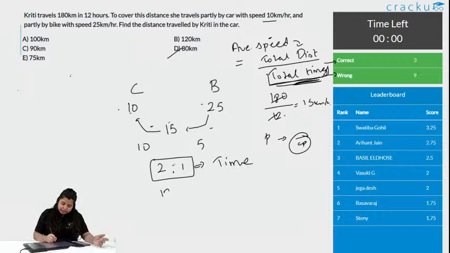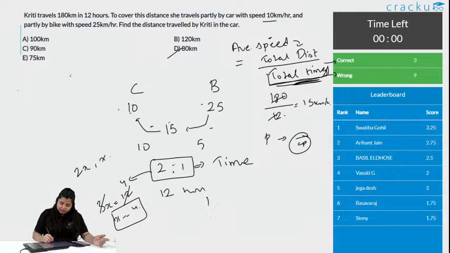What is the time? It is 12 hours. That means, if you take the ratio to be 2x and x, you will get the sum, that is 3x is equal to 12, x is equal to 4 unit. That means, time in car is 8 hours and time in bike is 4 hours.